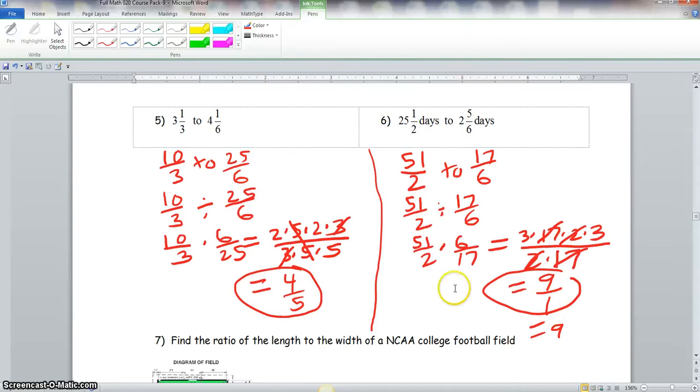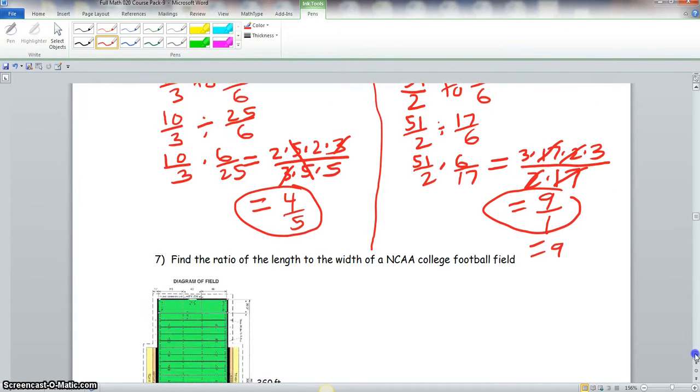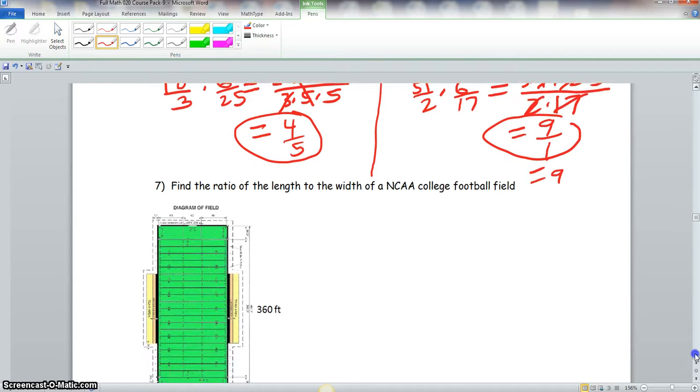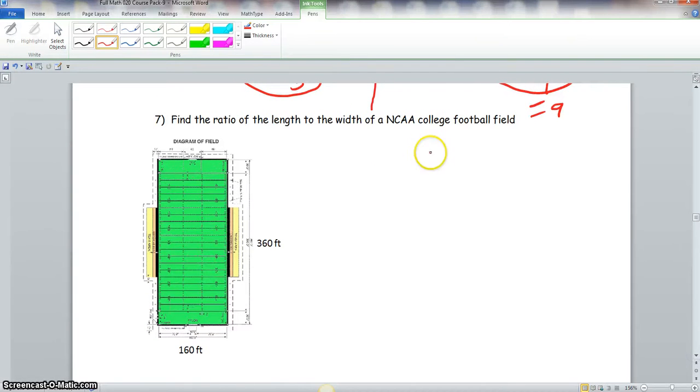Picking up where we left off, we had 9 over 1, and I put equals 9, but since this is a ratio, we have to leave it as 9 over 1. Okay, now, number 7. It says find the ratio of the length to the width of an NCAA college football field. So now we have the length and we have the width.